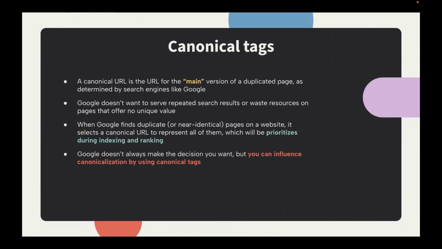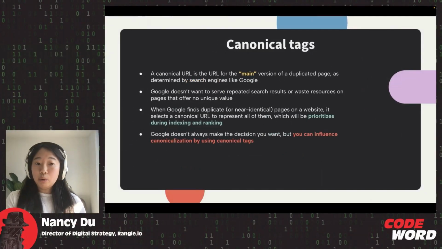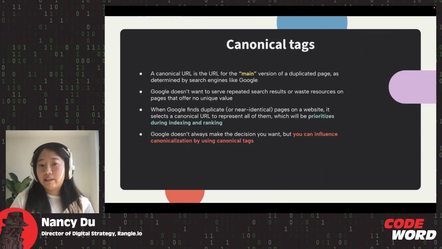The next tag is the canonical tag. So this one's a little confusing, but essentially a canonical URL is the URL for the main version of a duplicate page. So this is only really relevant if you have two pages with similar content or duplicate pages altogether. In those instances, Google is going to make a guess for you on which is the main page. This is because it doesn't want to serve the same repeated results and waste resources on that. So it's going to pick one page that it determines to be the main page, and that's the only page that's going to be prioritized for indexing and ranking.